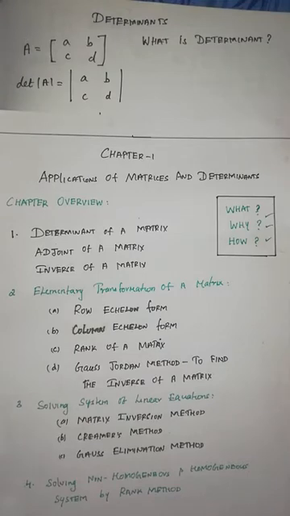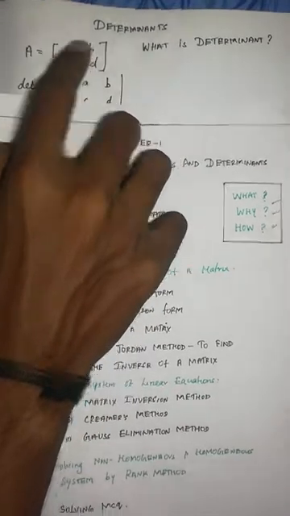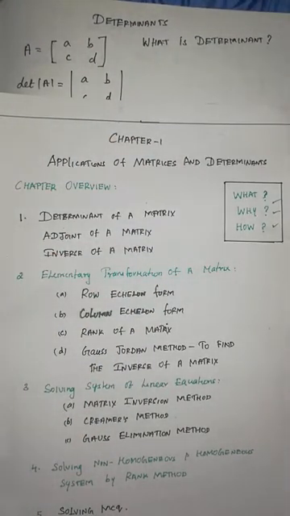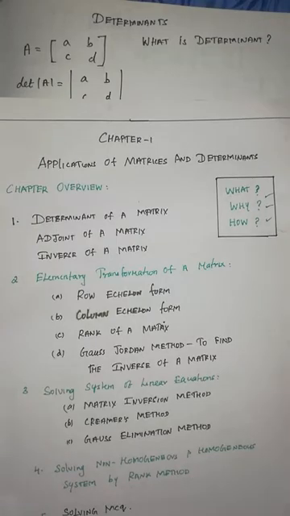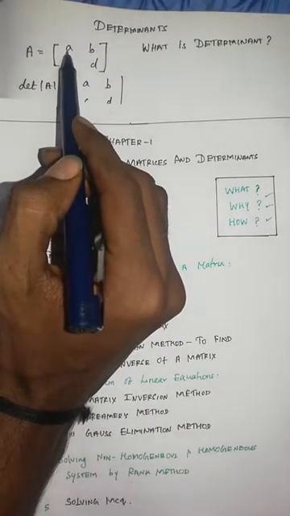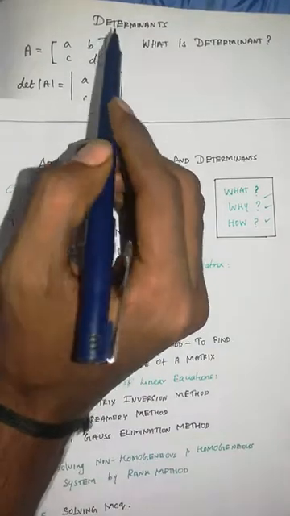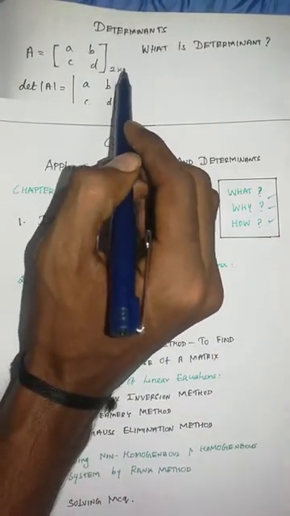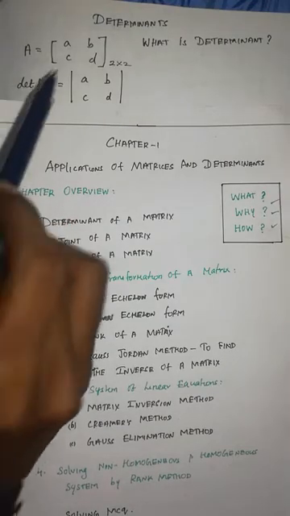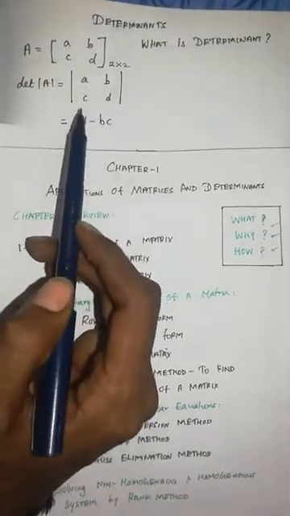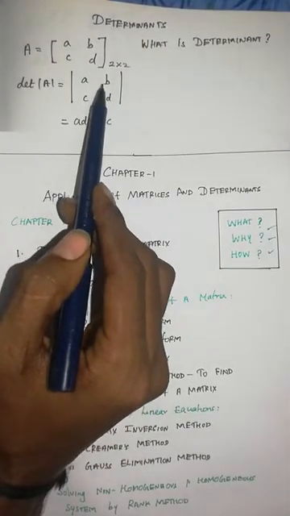You see that if A is a matrix, it's a 2 cross 2 matrix. Why I am saying 2 cross 2 matrix is that I have two rows, which is AB is one row and CD is another row. Then I have two columns, which is AC is one column and BD is another column. So I have two rows and two columns, so I call this matrix a 2 cross 2 matrix. Now determinant of A will be determinant of ABCD, which is nothing but AD minus BC.